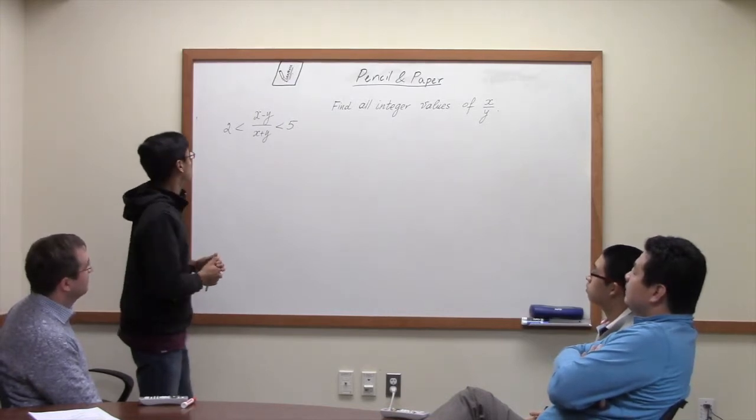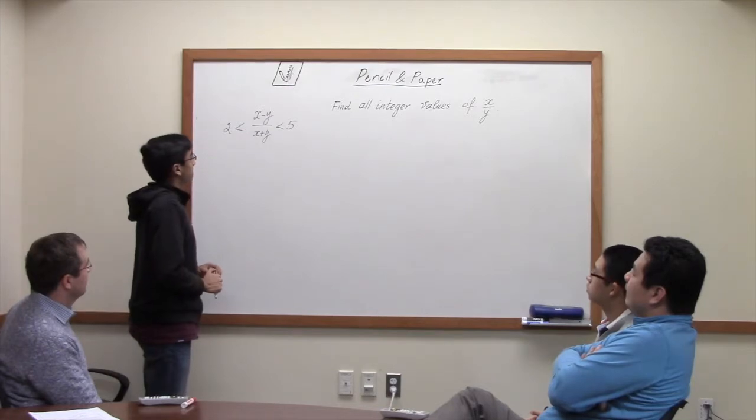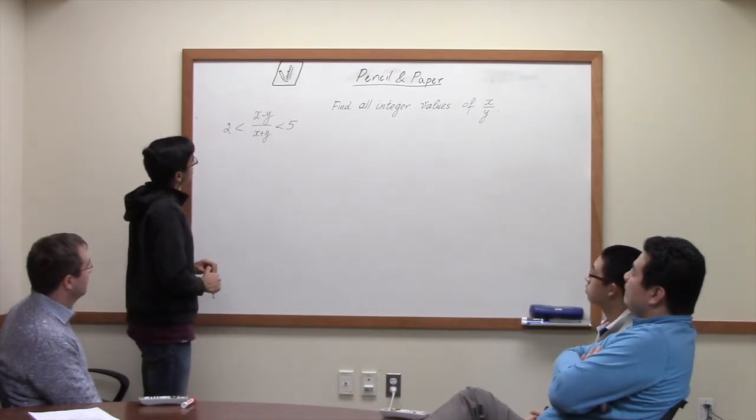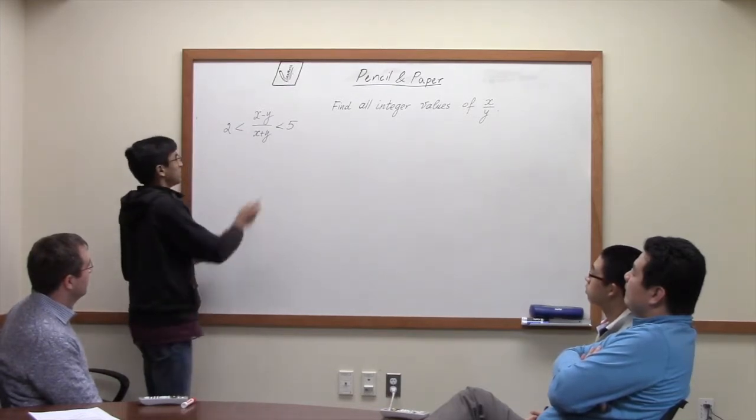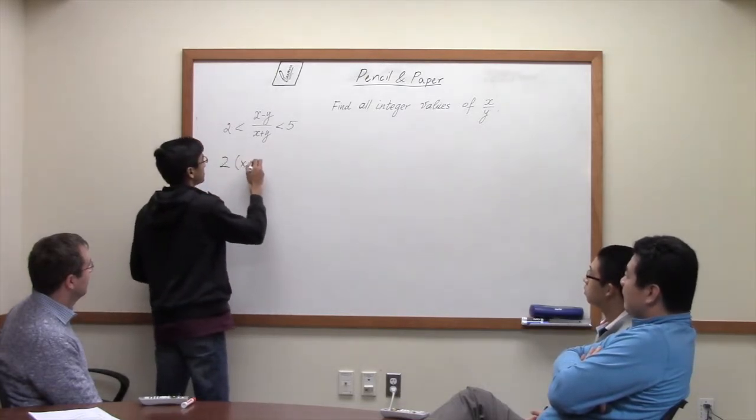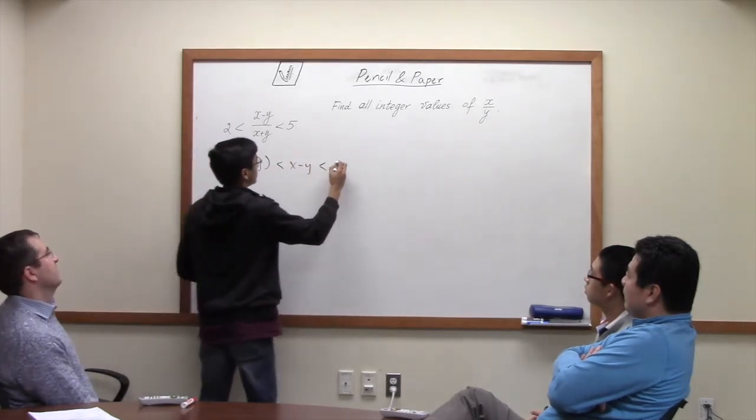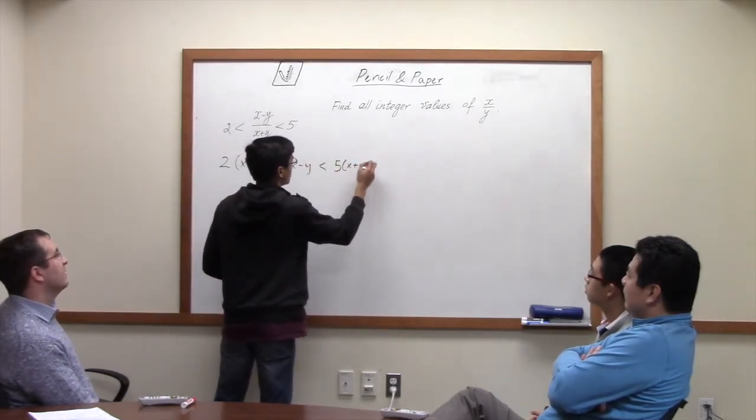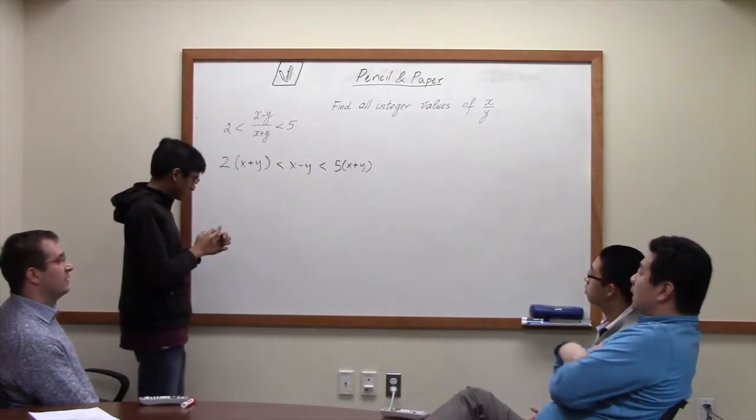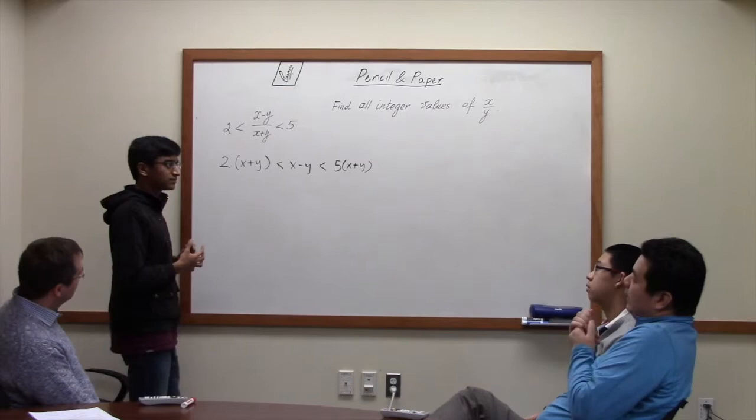Right. So this is the equation that we're given, and well, what we can do is cross multiply it by x plus y because it's in the denominator, and then we get 2 times x plus y is less than x minus y, which is less than 5 times x plus y. And then, what's the limitation when you do this? What's the assumption you already made?